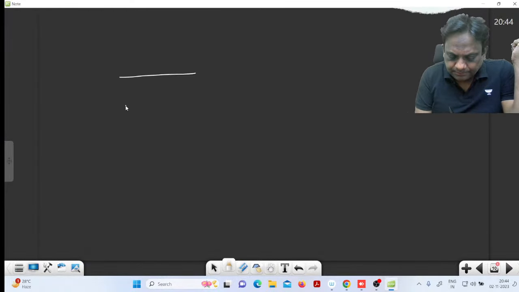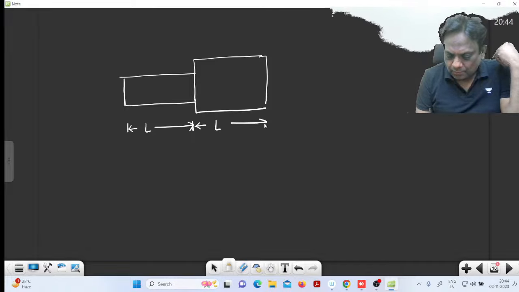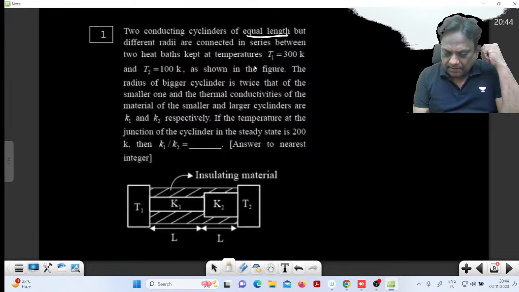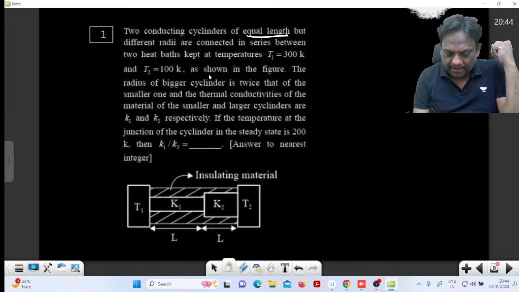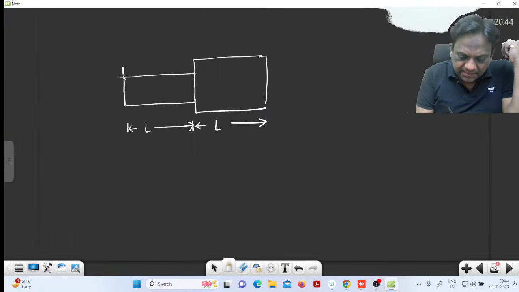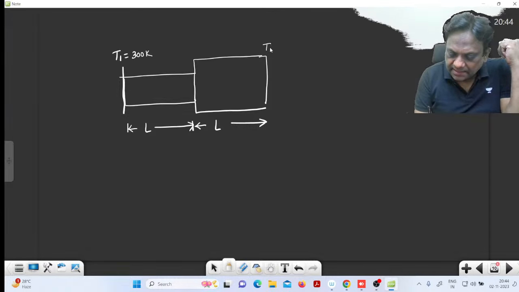Okay, look at two cylinders of equal length. Let this length, ये एक सिलेंडर है और एक दूसरा सिलेंडर है. There are two cylinders, but they are of equal length. Is it okay? दोनों equal length पे है सर. Let this length be L and let this length be L. दोनों equal length है. They are kept at 300 Kelvin and 100 Kelvin. This is kept at 300 Kelvin and this is kept at 100 Kelvin.